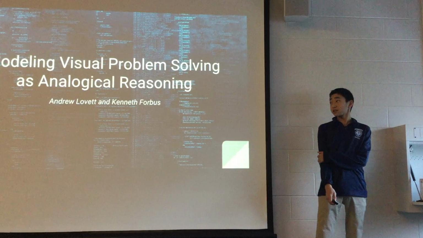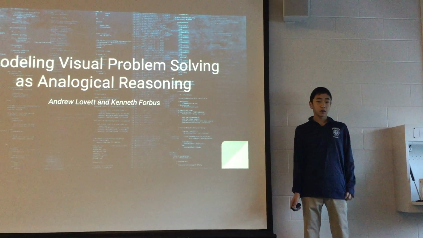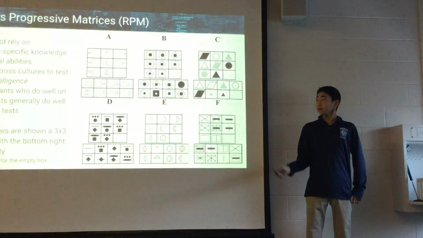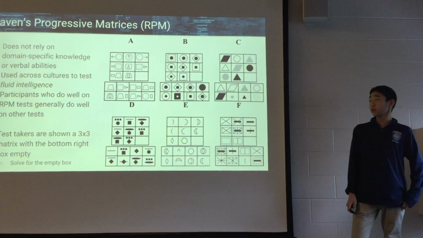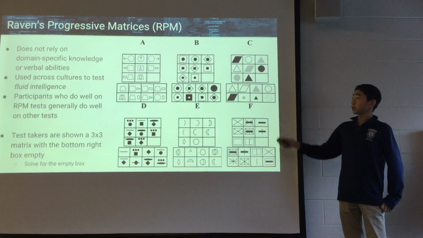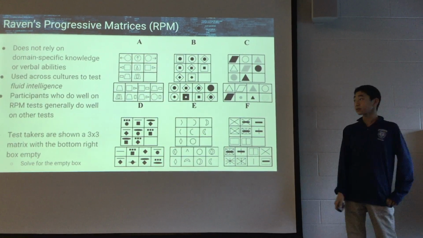So my paper is titled Modeling Visual Problem Solving as Analogical Reasoning, otherwise known as Creating a Model to Solve Analogies. So the analogy that my paper is based on is called Raven's Progressive Matrix, or RPM. This is what you just took. You're given a 3x3 matrix and 8 answer choices, and you're supposed to solve for the missing square.